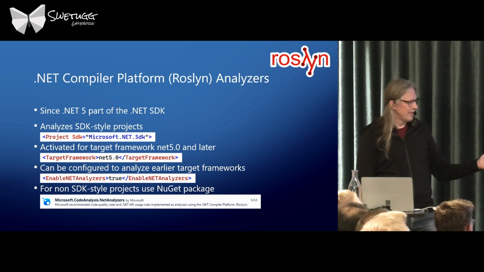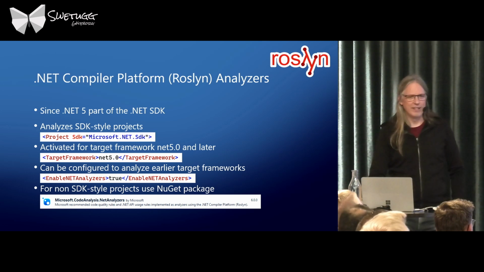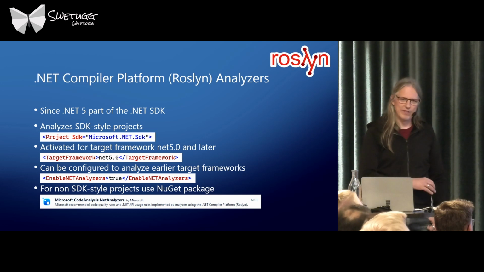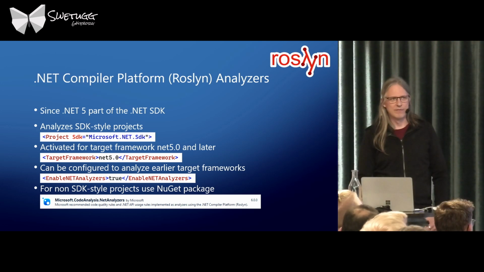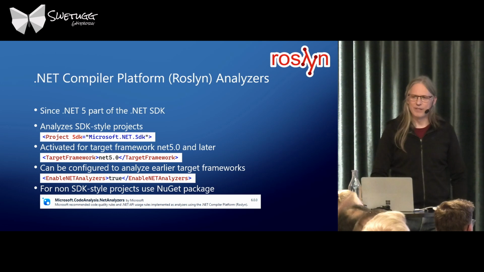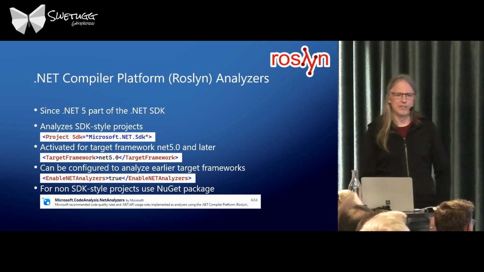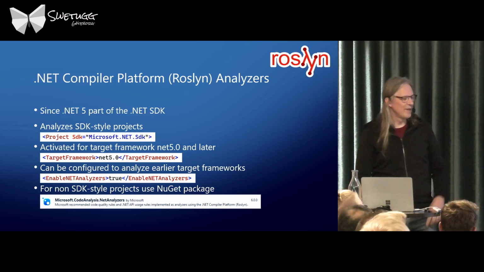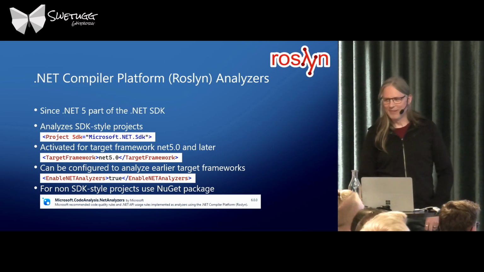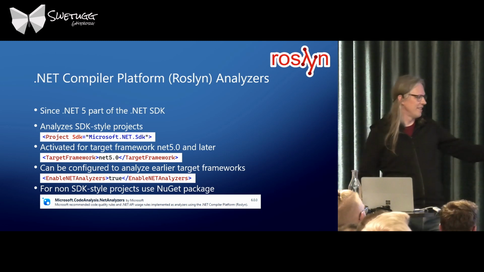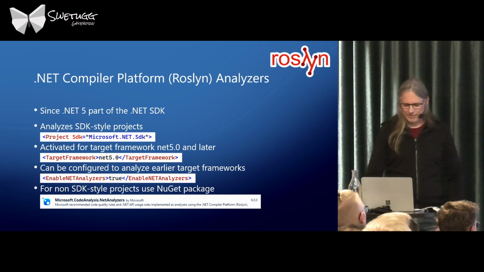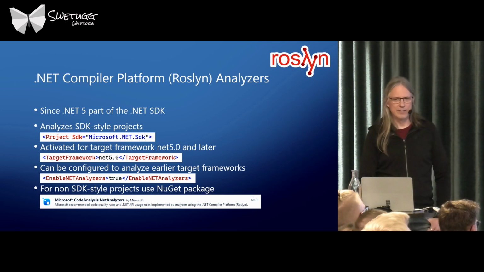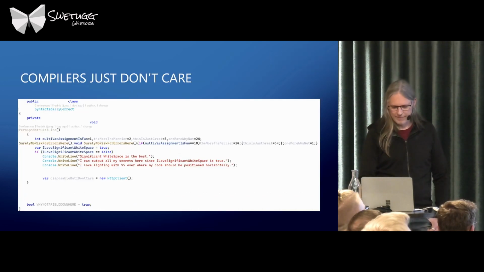You can enable it with this EnableNETAnalyzers true for previous targets. So I have built it. We have the .NET Framework ourselves, and it works fine to analyze .NET 4.7, 4.7.2. It should, in theory, work all the way back to .NET 1, but at own risk. And if you don't have an SDK style project, you can install this NuGet package called Microsoft.CodeAnalysis.NetAnalyzers. And it should work then as well.